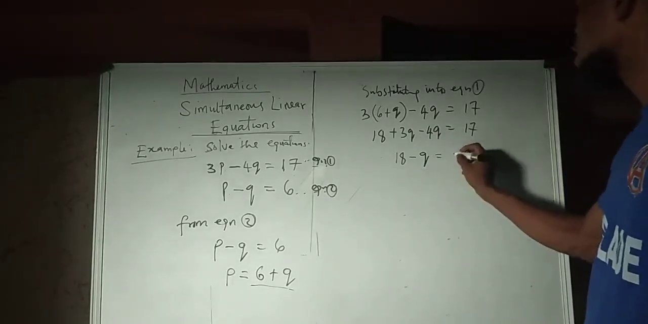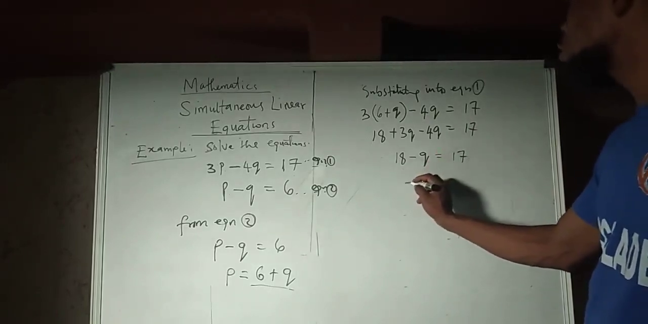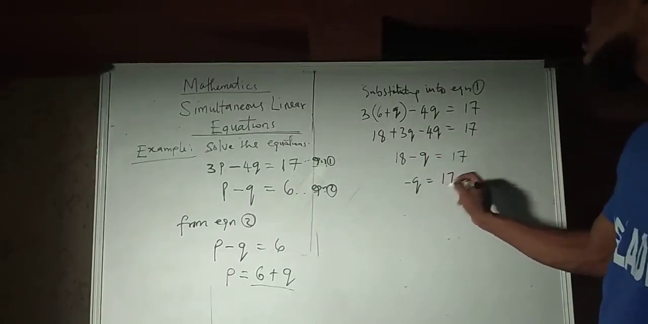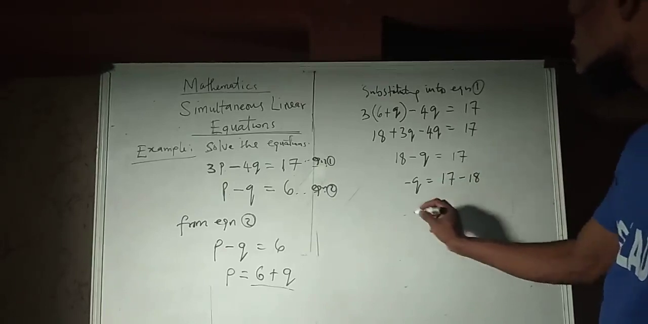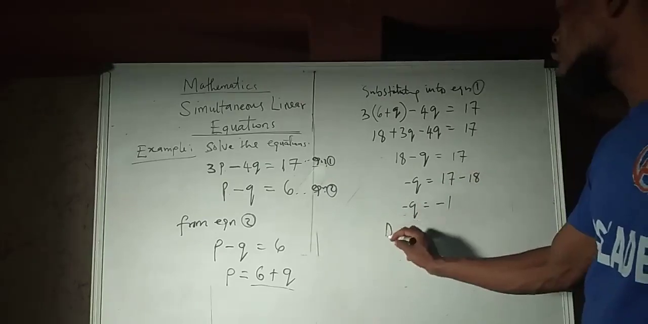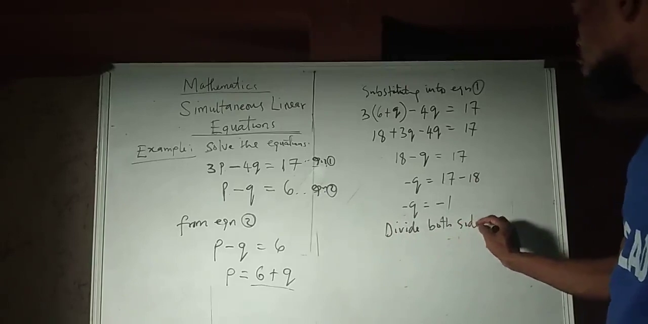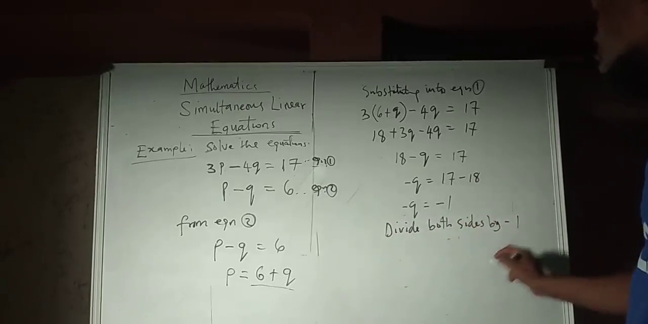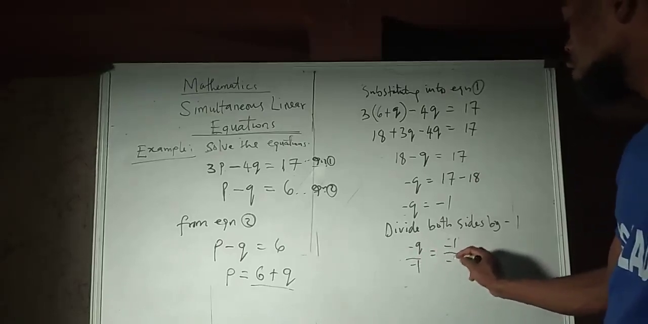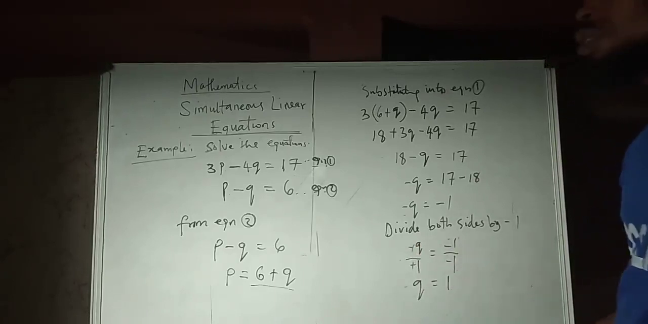Equals 17 here. So, of course, since I'm looking for Q alone, I'll have to move this across the equality sign. So I'm going to get 17 minus 18, so minus Q equals 17 minus 18, which is minus 1. So I'll divide both sides by minus 1. When I divide, minus Q divided by minus 1 equals minus 1 divided by minus 1. So this will cancel. I'll get Q equals 1, because minus 1 divided by minus 1 is 1.